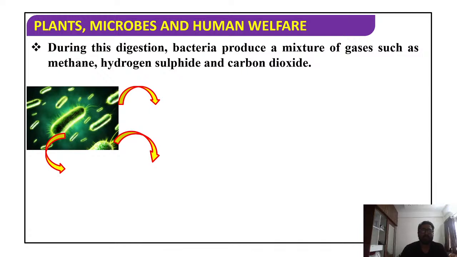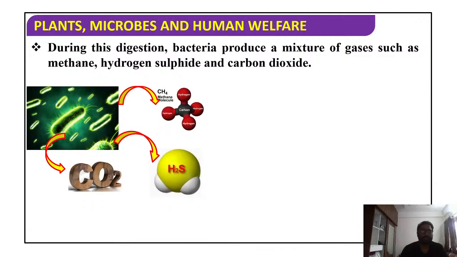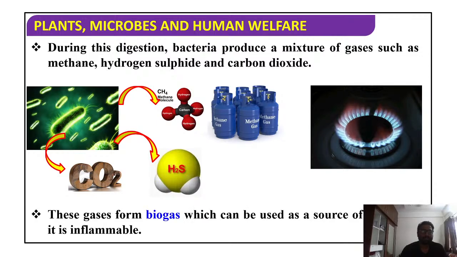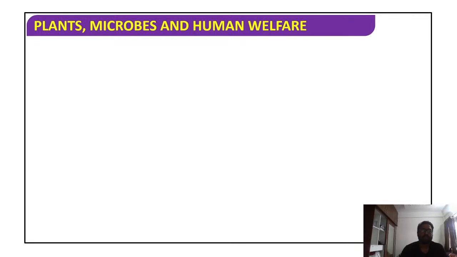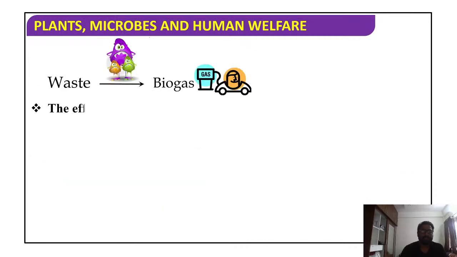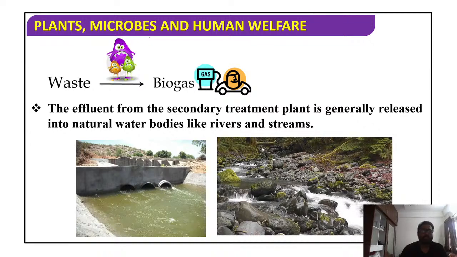So during this digestion, the bacteria produce a mixture of gases. What is the mixture of gases, students? Methane, hydrogen sulfide and carbon dioxide. We are going to get methane, hydrogen sulfide and carbon dioxide. That methane is what we use for household purposes. So this gas forms the biogas and is used as a source of energy as it is inflammable. You see here, waste converting into biogas.